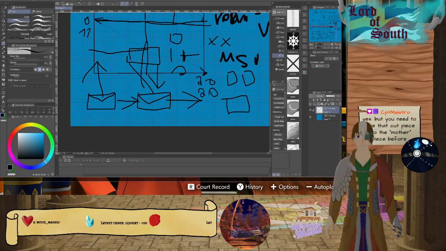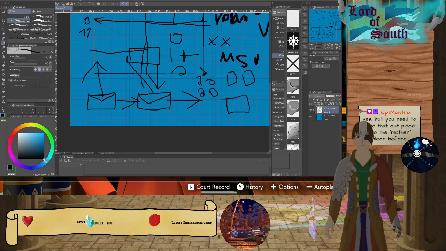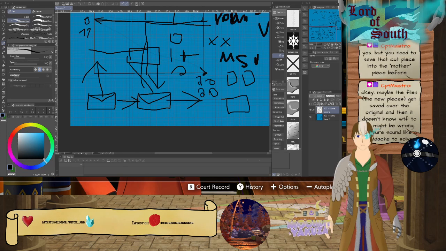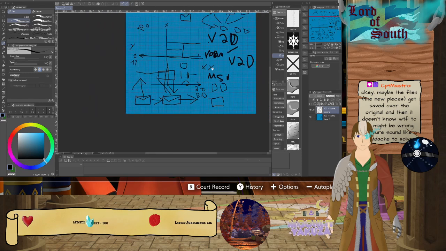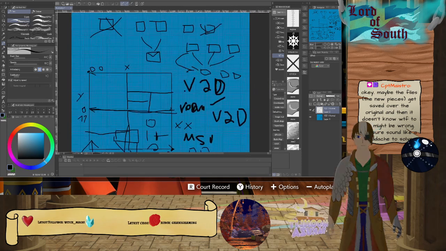Because right now, it is, as you said, like the whole drawer within a drawer within a drawer. I'm trying not to do that. Okay, maybe the files, the new pieces, get saved over the original, and then it doesn't know what to do. Might be wrong. I don't think that's the problem. Or at least it's not the problem to be in the beginning.